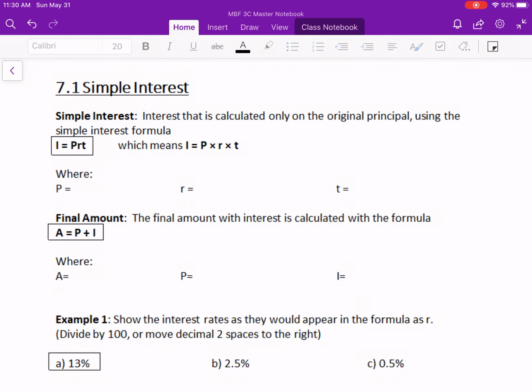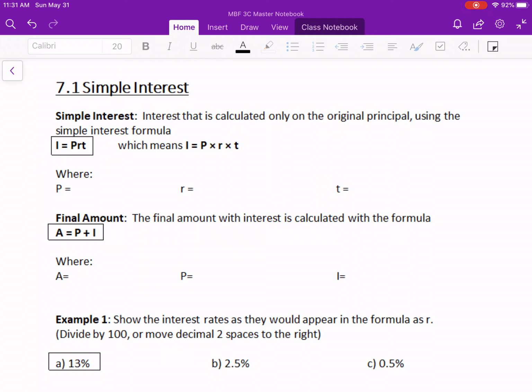In Unit 7, we're going to look at extending what we know about exponential relationships and see how we can come up with formulas that will help with financial applications. So there's a lot of real-world applications to do with money, of course, that we're going to be able to look at. So we're going to start with what's called simple interest and then move on from there in future lessons.